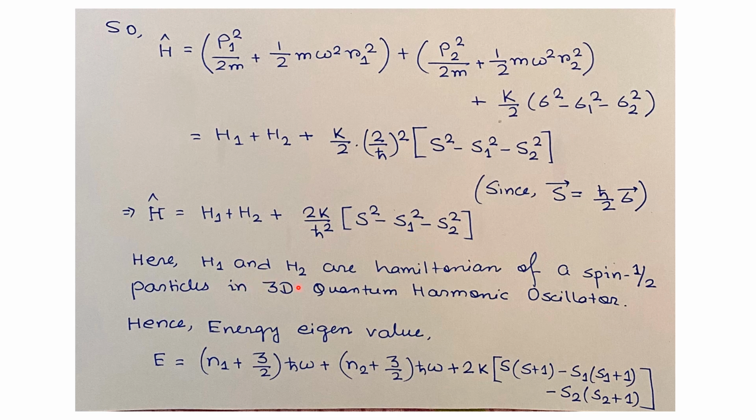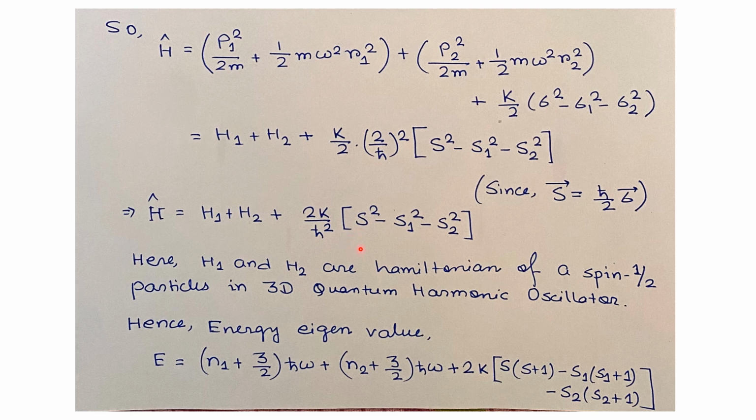So here H1 and H2 are Hamiltonians of spin-half particles in a three-dimensional quantum harmonic oscillator. So the energy eigenvalue will be E = (N1 + 3/2) ħω + (N2 + 3/2) ħω + 2k [s(s+1) − s1(s1+1) − s2(s2+1)]. So here the eigenvalue for S² will be s(s+1) ħ².